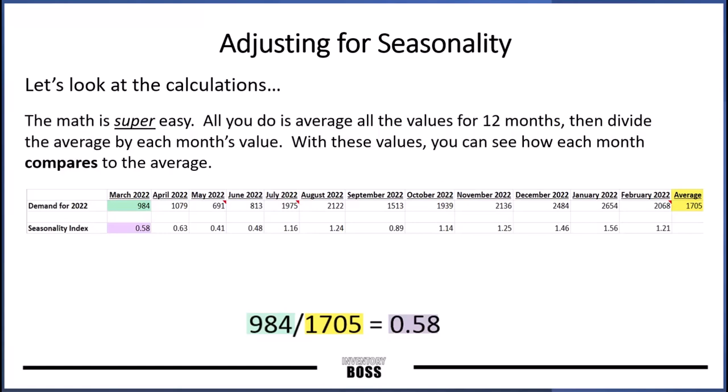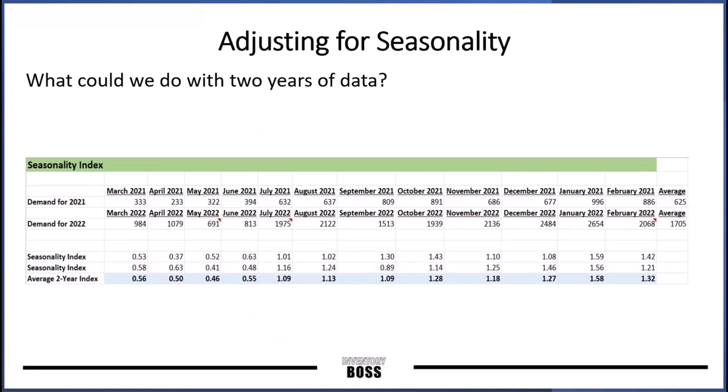All you have to do is average all the values for 12 months, then divide the average by each month's value. With these values, you can see how each month compares to the average. Now just think what we could do with 2 years of data. Now one thing about the Amazon platform is that their API will only give you 3 months of data, and that changes. It could change by the time you're listening to this video, but it has been historically that you can get 3 months worth of data from the API.